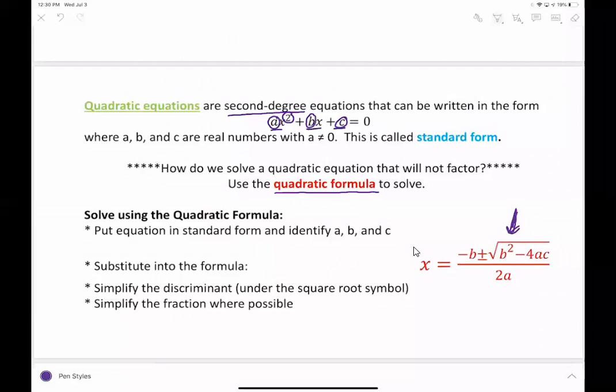So to solve a quadratic with this formula, we need to have the equation in standard form. Remember, standard form is this form here, and we want to make sure it's in descending order. Then we will identify the coefficients for a, b, and c. We will substitute those numbers into the formula. And then we will simplify the discriminant. The discriminant is what's underneath this radical, what's under your square root. We're going to simplify that. And then we will simplify the fraction where possible.